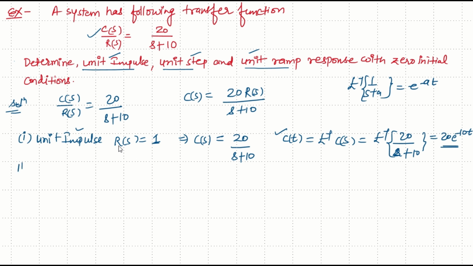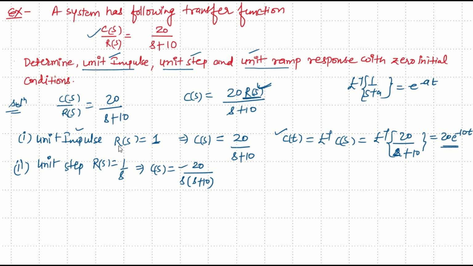Now in the second part, the signal is given as unit step. In this case, the value of R(s) will be 1 by s. So the value of C(s) will be 20 divided by s into s plus 10, because the value of R(s) is 1 by s. We put 1 by s in this equation, and we get this.